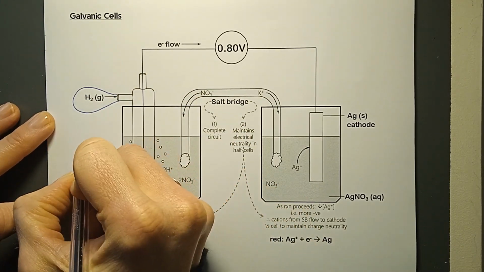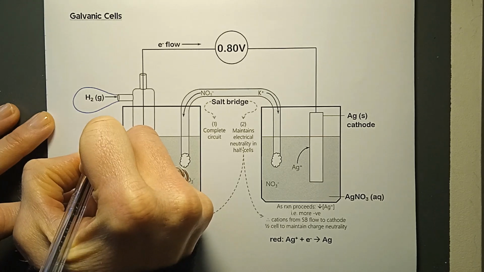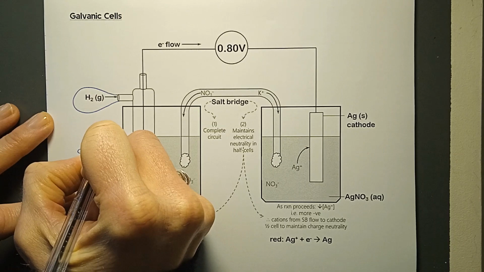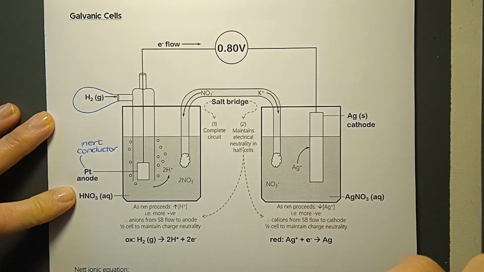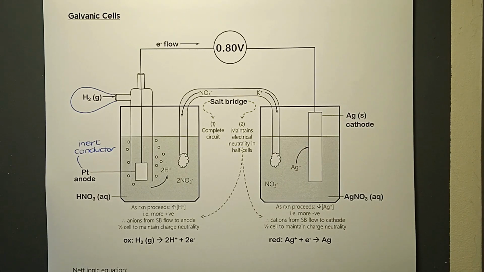The reason why we use a platinum anode is because we always need our electrodes to be made of a solid, and we obviously need that to be inert. We don't want it reacting with any of our reagents instead of the reagents themselves. So we need an inert conductor, and for that reason we're going to use platinum.